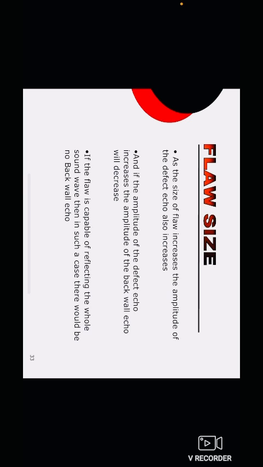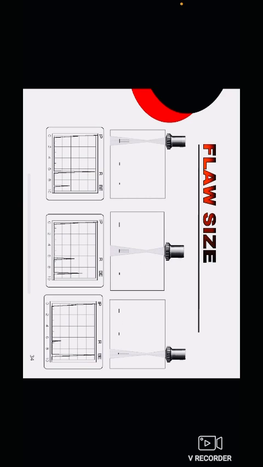And flaw sizes. As the size of the flaw increases, the amplitude of the defect echo also increases. And if the amplitude of the defect echo increases, the amplitude of the back wall echo will decrease. If the flaw is capable of reflecting the whole sound wave, then in such a case there would be no back wall echo. This is the flaw size example. In a few of them, they can vary through the corrosion details.